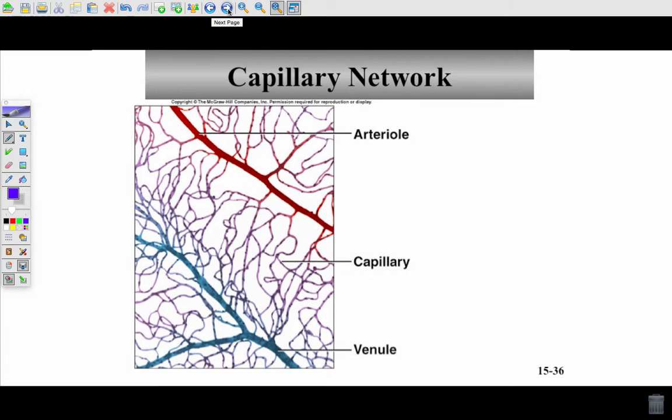This just shows the capillary network, and the purpose of this picture, you have the arteriole here, and you have the venule here. The purpose of the picture is to show that this exchange happens over a very wide distance. It's not just one or two capillaries in there. It's many capillaries in a capillary bed. And this is it right here. This line is an example of one of those metarterioles.